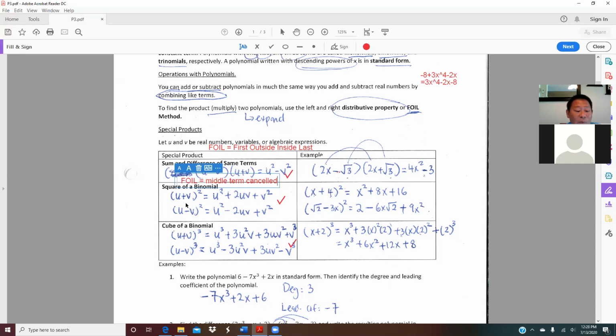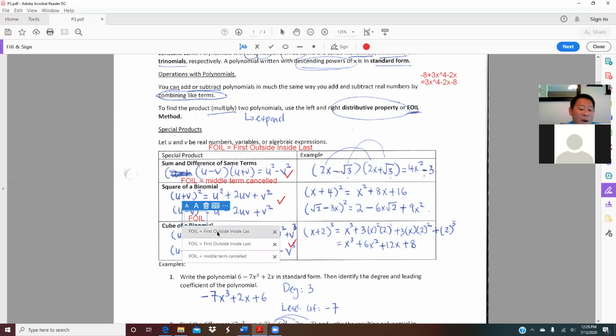Squaring a binomial is where you have (u plus v) squared and (u minus v) squared. The formula says u squared plus 2uv plus v squared, or u squared minus 2uv plus v squared. So this one is a plus and minus, but the back one is all pluses. Again, I will recommend you to FOIL this.